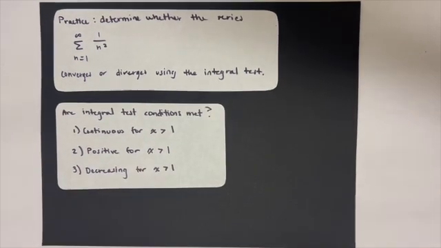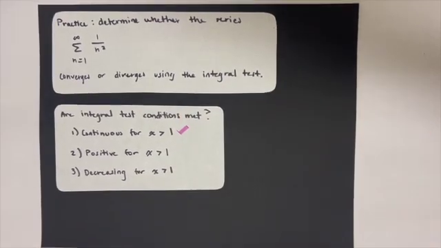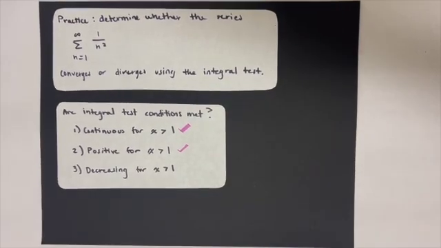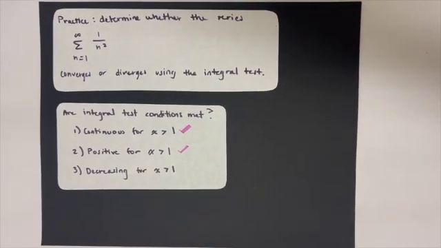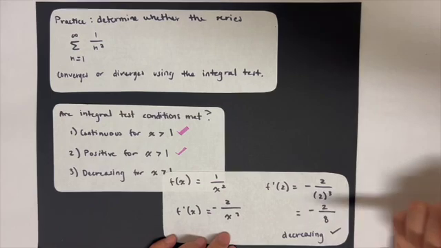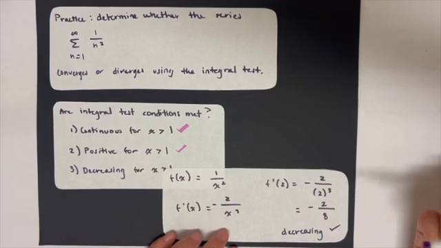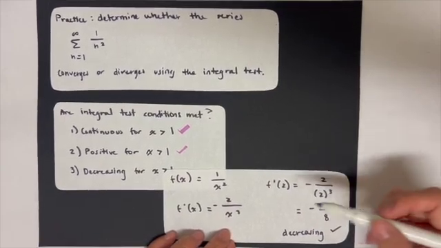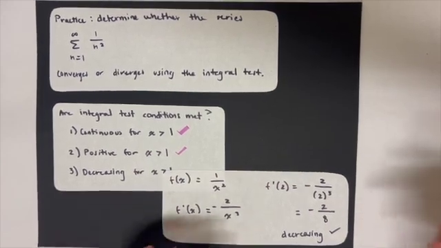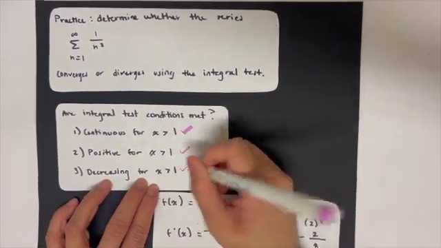Looking at this function, we can tell that it is continuous for all values greater than 1. It is also positive for all values greater than 1. To determine if it is decreasing for all values greater than 1, we'll take a look at the first derivative. After taking the first derivative, we determine that it is equal to negative 2 over x cubed. We substitute x for a value greater than 1, and in this case we put 2, and this equates to negative 2 over 8. Because this value is negative, we know that this function is decreasing for all values greater than 1.